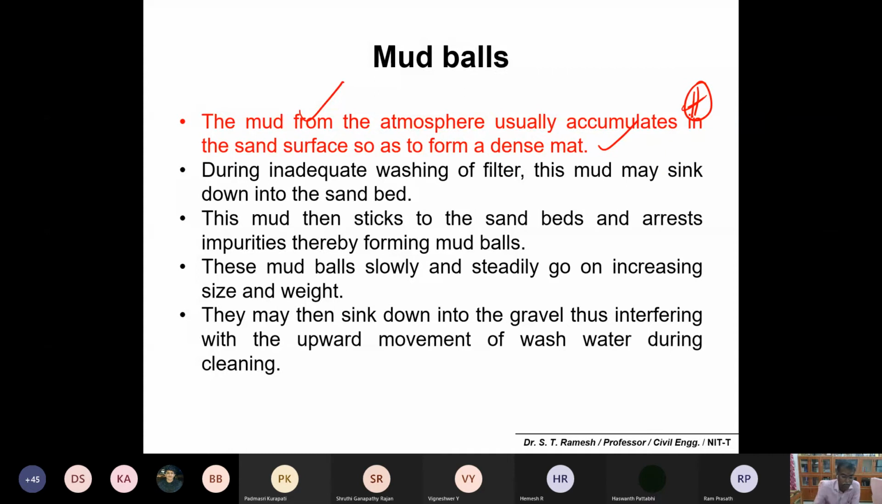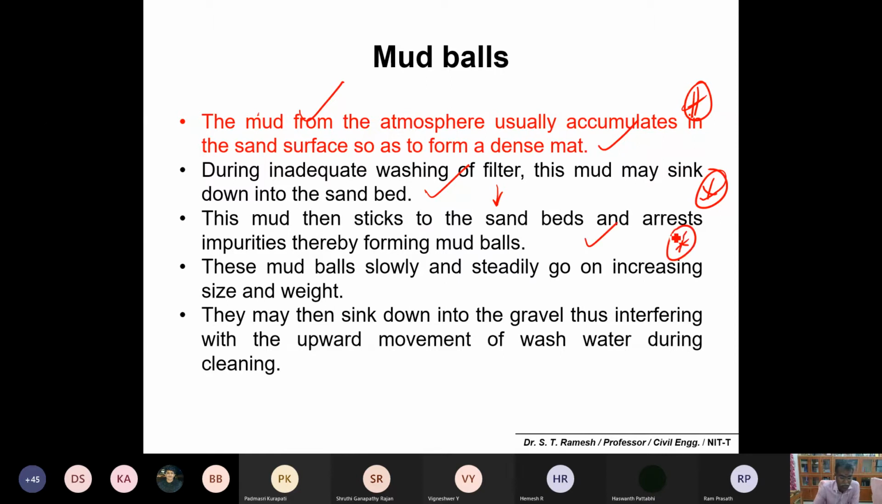Because of heavy wind there could be a possibility of mud from the atmosphere accumulating on the sand surface so as to form a dense mat. And if you are not doing proper backwashing, this mud may sink down into the bed. Second point, please make a note: if your cleaning is not very proper, this mud sinks down into the filter bed or sand bed, sticks to the sand, and arrests the impurities, thereby forming a mud ball. Please make a note of.